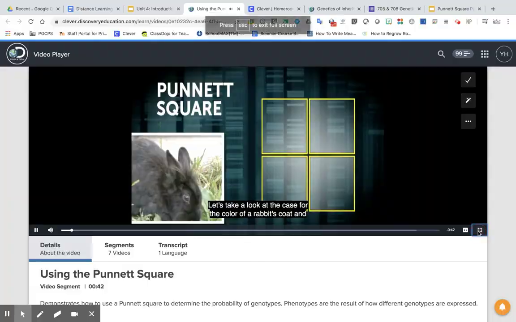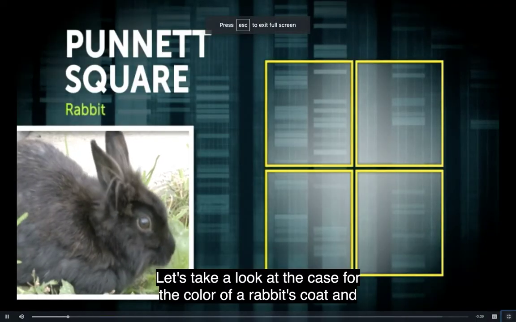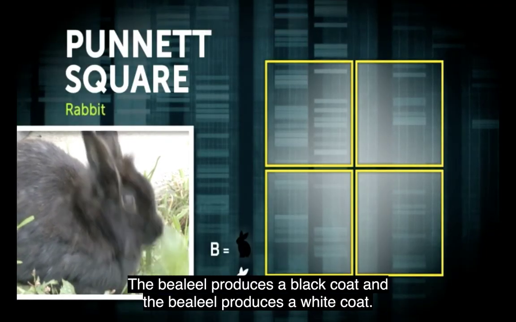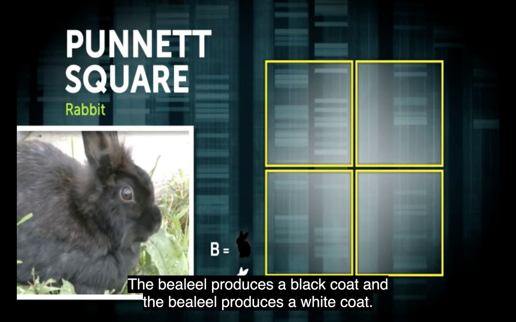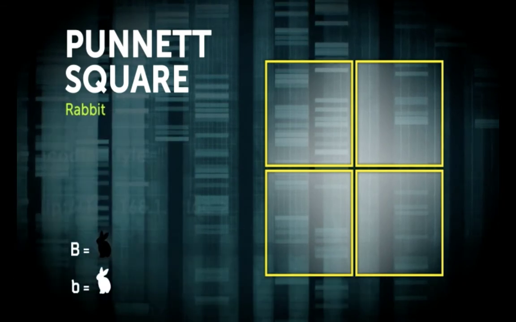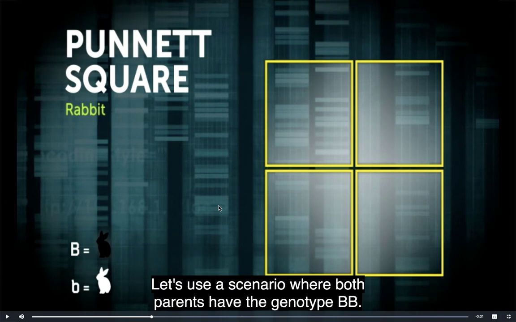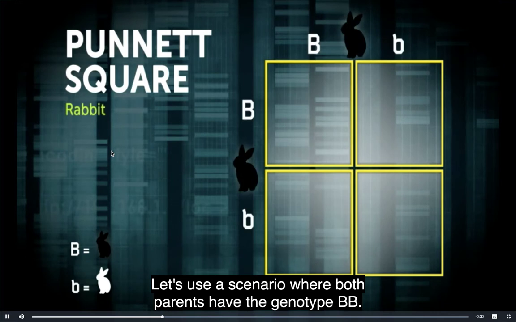Let's take a look at the case for the color of a rabbit's coat and set it up with a Punnett square. The B allele produces a black coat, and the b allele produces a white coat. Let's use a scenario where both parents have the genotype Bb. So notice, capital B stands for the black coat, and lowercase b stands for the white coat.